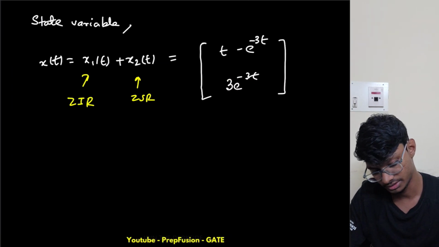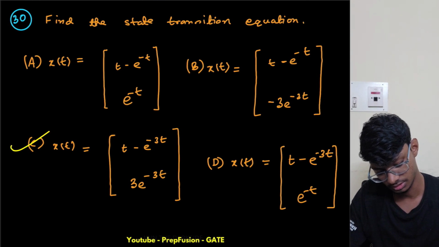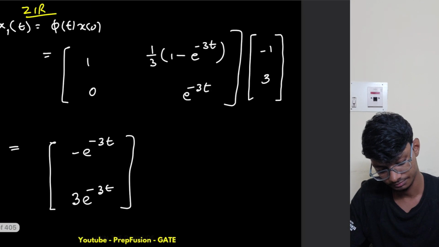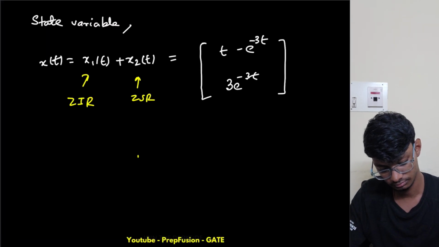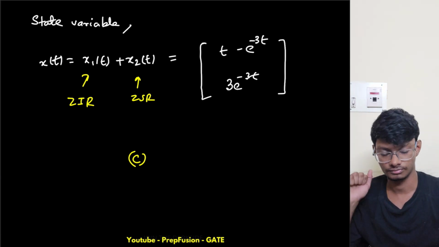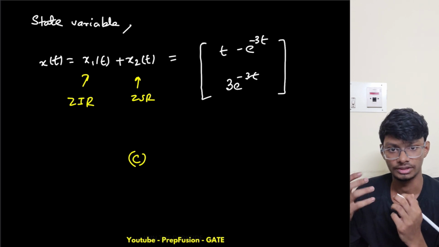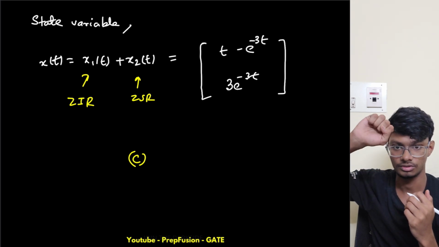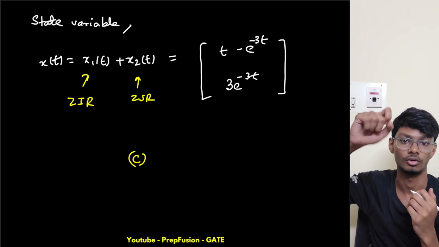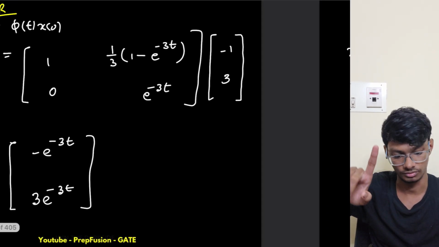So what is the option? I think it is C, right? Option is C. So what else can you do? As I told you, you can find the zero input response. You can put t equals 0, and only the x of 0 effect will be there, right? So you can also do it like that.